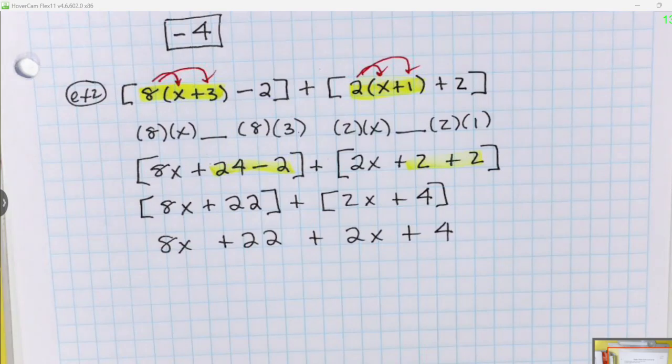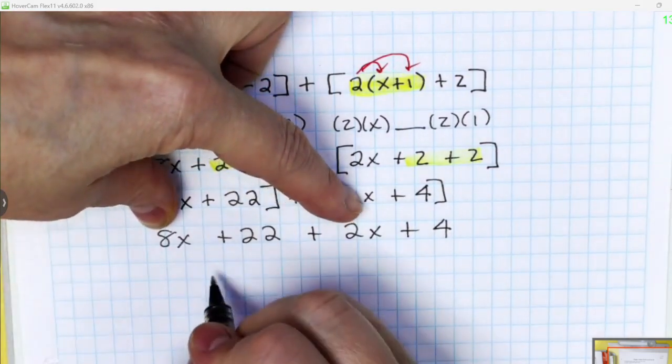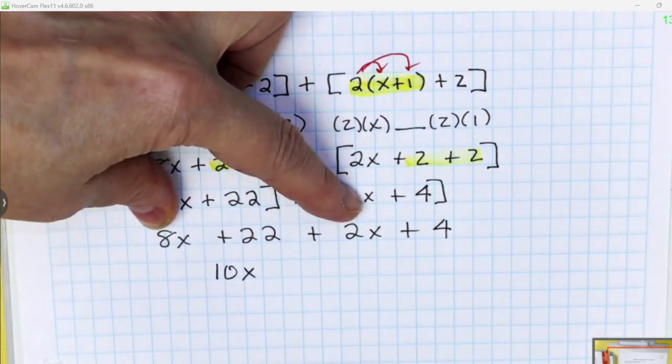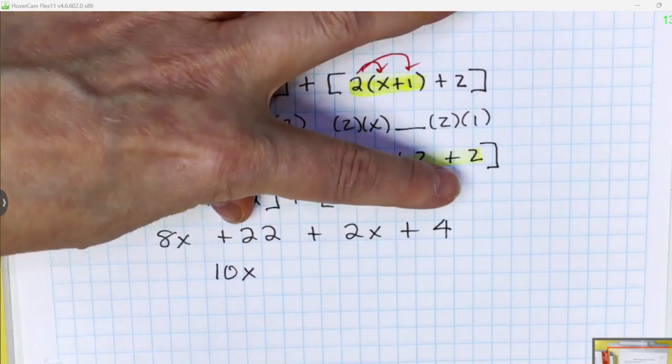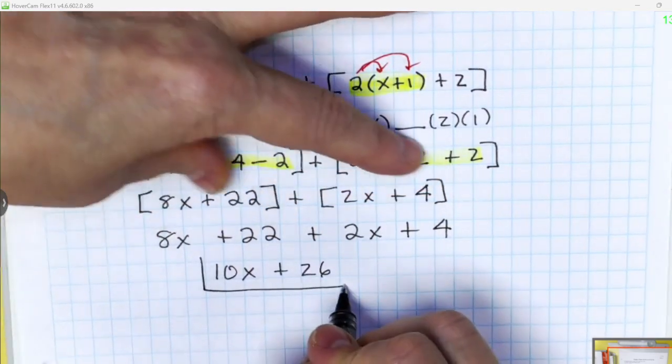All right, last thing, we're going to add like terms. 8 plus 2 is 10x. 22 plus 4 is positive 26. All done.